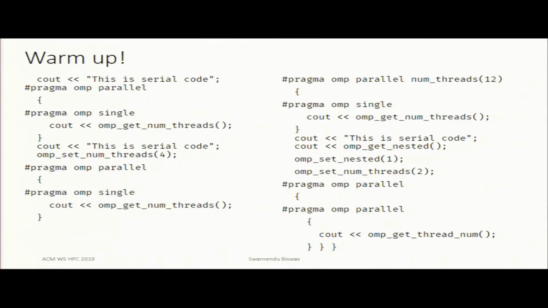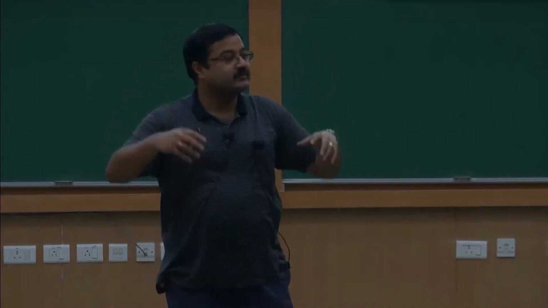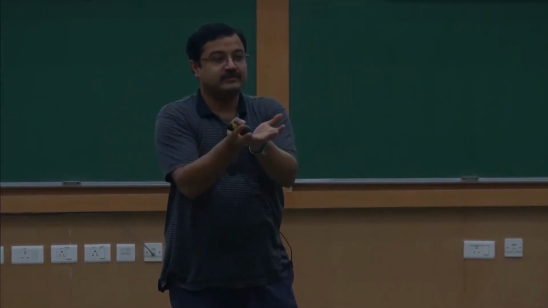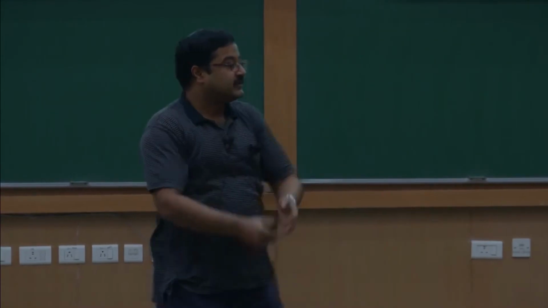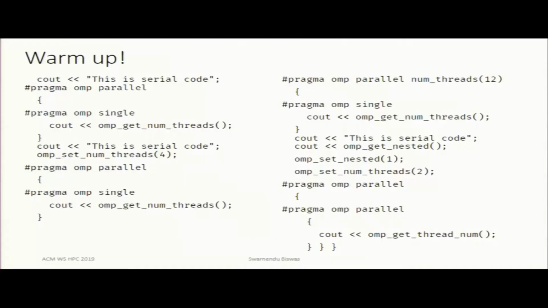Again, the parallel region is done. So this is fork-join style parallelism. You fork a bunch of worker threads, they execute in parallel, then they join. Now again it will be serial code, right? So this part is serial code. Then I set omp_set_num_threads to 4. Suppose this is an 8-core machine, right? Then I start a second parallel region. How many threads will be here? 4.